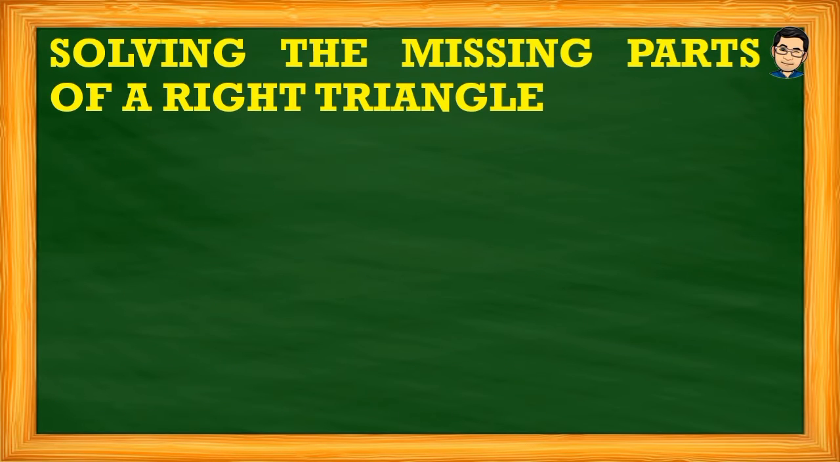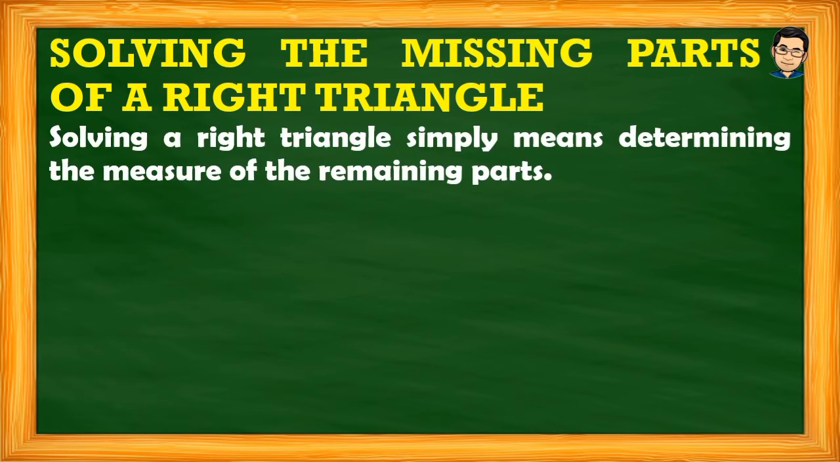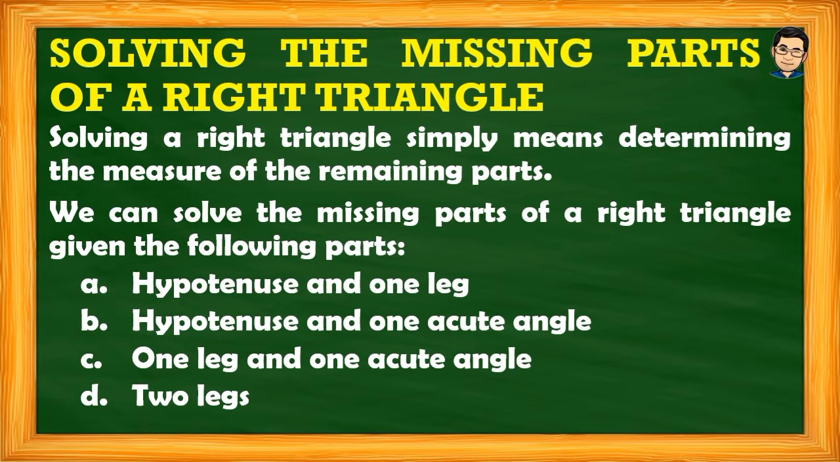So, next natin is solving the missing parts of a right triangle. Okay, so ito na yung ating second objective. So, solving a right triangle simply means determining the measure of the remaining parts. So, syempre, ayan, kailangan nating ma-identify lahat ng sukat ng mga missing parts. Yung mga sukat ng remaining parts natin. So, we can solve the missing parts of a right triangle given the following parts.